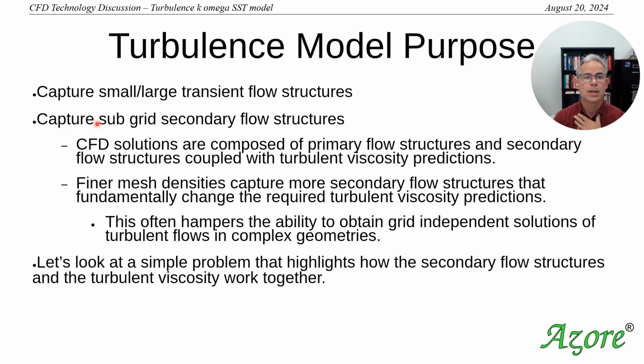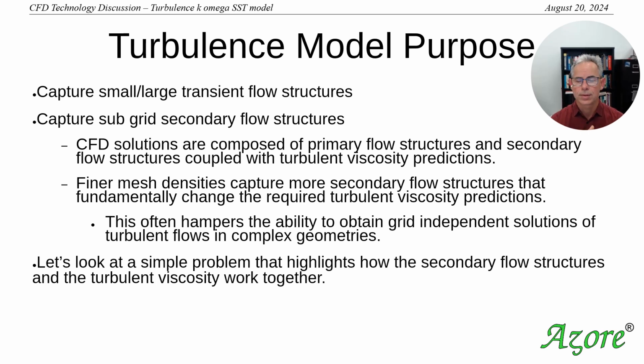There are also subgrid scale secondary flow structures. At some point, we can't capture the flow structures with our mesh because our mesh length scale is too large for those flow structures. And some of them we can capture because we have enough definition in the length scale of our mesh. So we're going to look at that and try to discern what these are and how they affect our predictions. CFD simulations themselves are composed of primary flow structures.